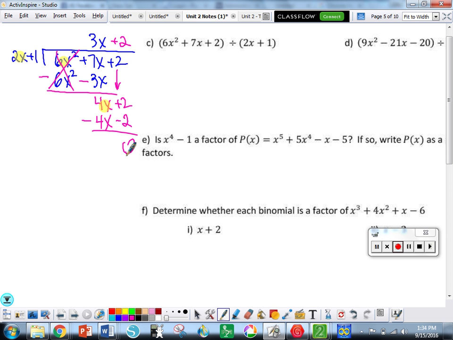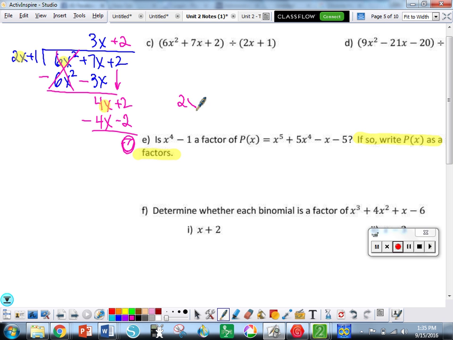Now, because it was a 0, what? It's a factor. Now, because it's a factor, right here, I'm kind of jumping ahead, but right here it says write p of x, that means polynomial, as factor. Okay, I just want to kind of jump ahead. Here's how I would send this kind of answer.